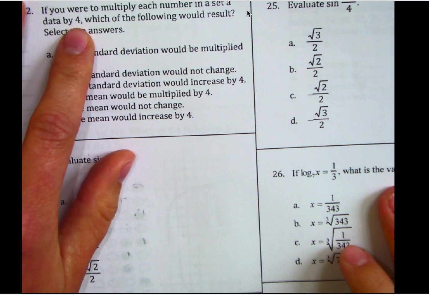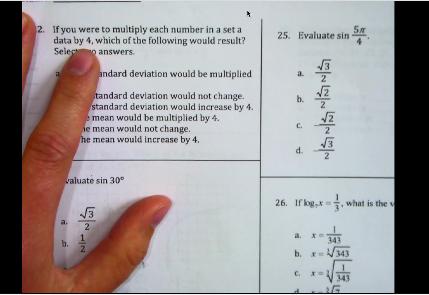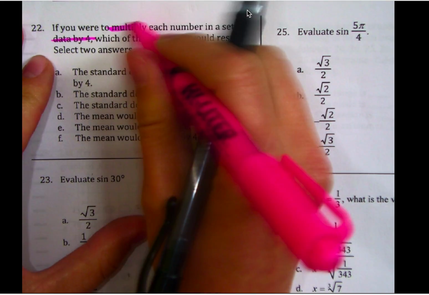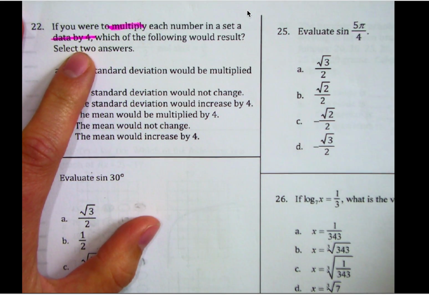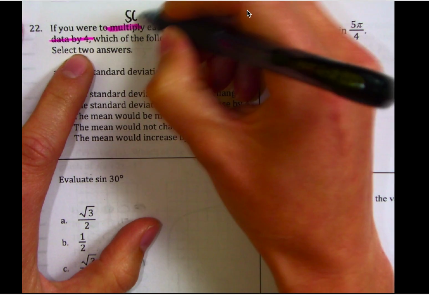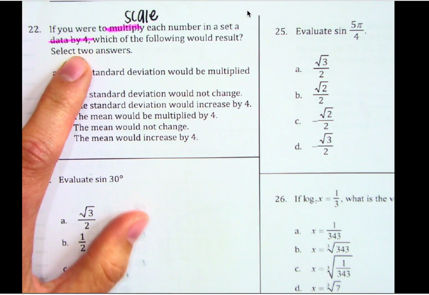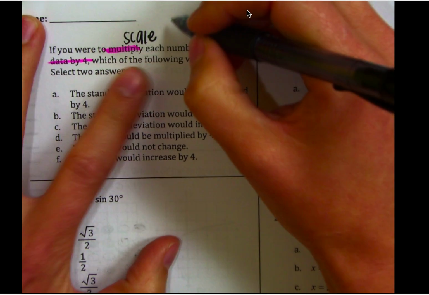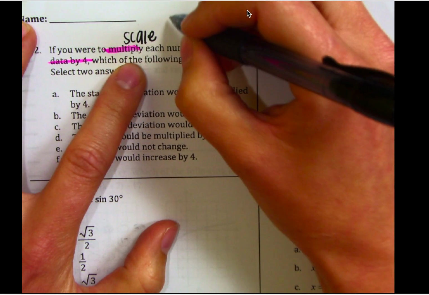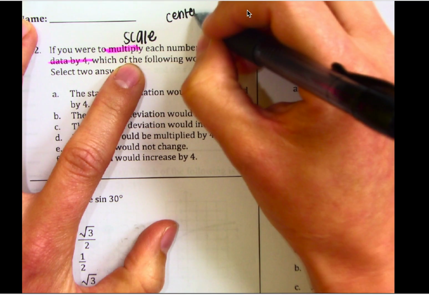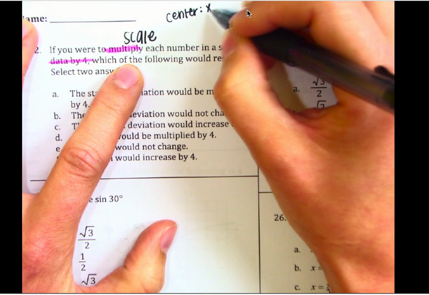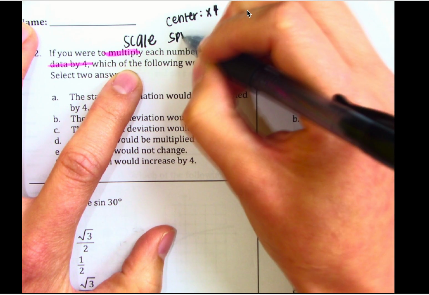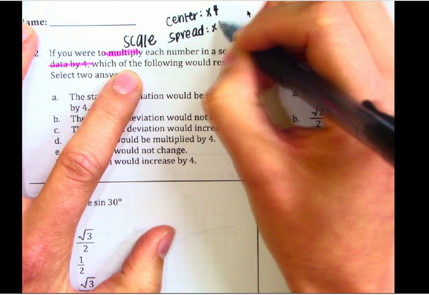Okay, now we're talking about multiplying each number in a data set by 4. So we're multiplying everything by 4, and that is what we call scaling. We're going to scale. So what's going to happen when you scale? So overall, I'm going to remind you guys that when you scale or multiply a number, your measures of center will also be multiplied by that number. So in this case, they'll be multiplied by 4. And your measures of spread will also be multiplied by 4.